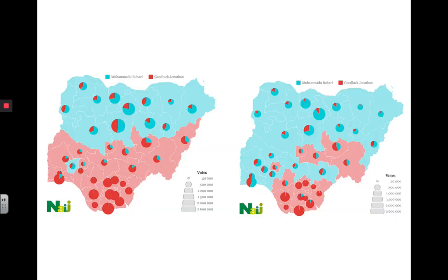And there you see, it's a good map comparison here in terms of what happened in 2011 and 2015. Almost a straight north-south vote in 2011, where you had Buhari win the north and Goodluck Jonathan win the south. And in 2015, Buhari won a bunch of territory down here. So in Yoruba territory, a bigger Muslim population, Buhari was able to win a bunch more votes there.